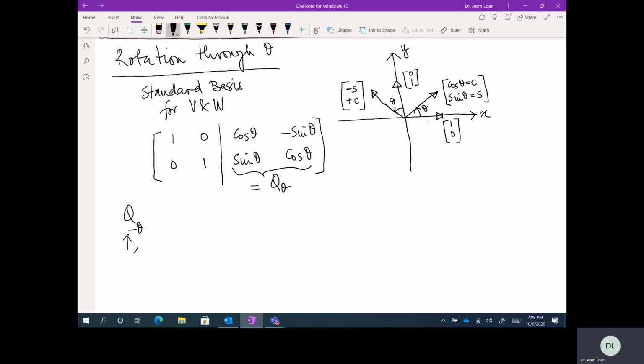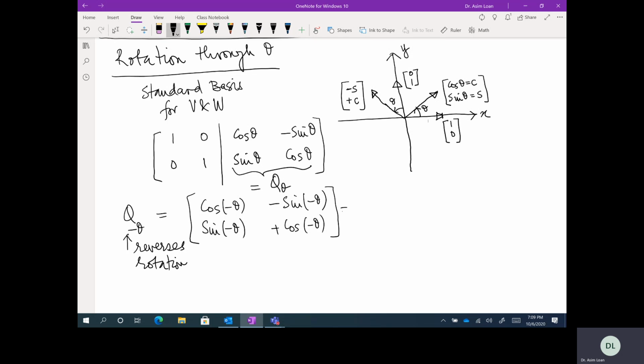Q of minus theta reverses rotation. And when it reverses rotation, this simply means replace theta by minus theta. So this is cosine of minus theta, this is sine of minus theta, this is minus sine of minus theta, and this is plus cosine of minus theta. Cosine is even, sine is odd. So we get cosine theta, sine theta, minus sine theta, and cosine theta, which is actually the inverse of Q of theta. So this is Q theta inverse.